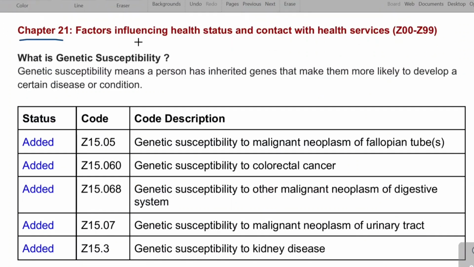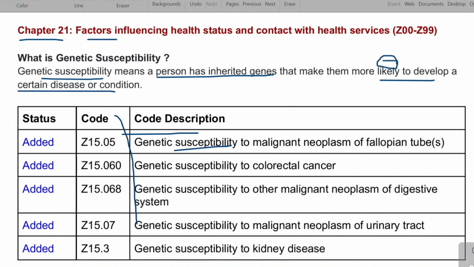Chapter 21. So in Chapter 21, new codes are added for genetic susceptibility. Genetic susceptibility simply means that a person is born with certain genes that make them more likely to develop a particular disease or condition. In simple words, it does not mean the person will definitely get the disease. It just means their risk is higher because of their genes. So below are the newly added codes for genetic susceptibility.